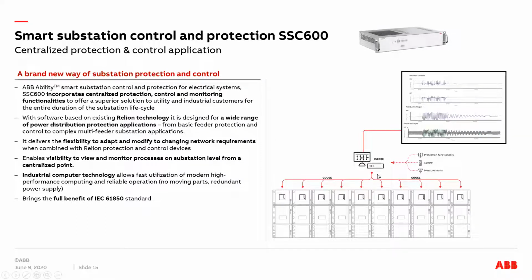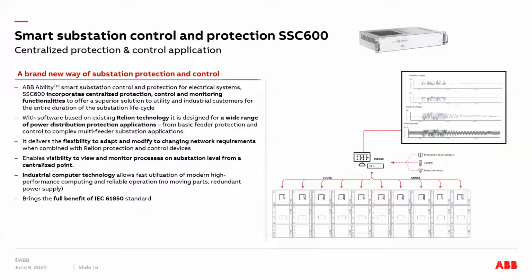It's designed for a wide range of power distribution protection applications, starting from basic feeder protection to complex multi-feeder substation applications. And it delivers flexibility to modify for a changing network. The networks are constantly changing and evolving depending on what comes into the network and future expansions and so on. So there's a great amount of flexibility in modification for future needs with SSC 600.